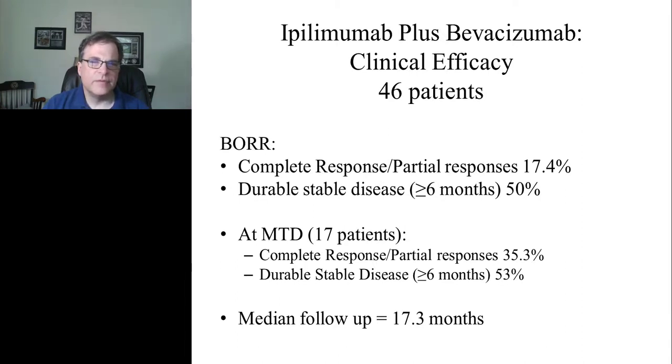anti-CTLA-4 plus anti-VEGF bevacizumab. What we found is response rates overall of about 18%, but durable disease control in about 50% of patients. At the maximum tolerated doses, complete responses of over 35%, with durable stable disease of 50% or more, and so fairly impressive compared to Ipilimumab alone.